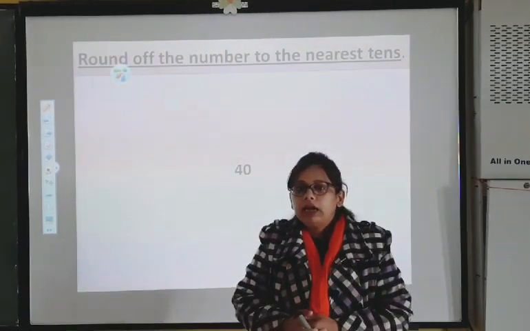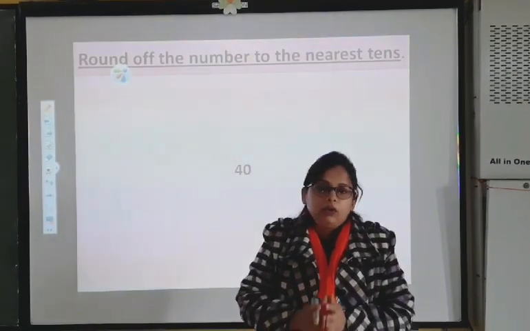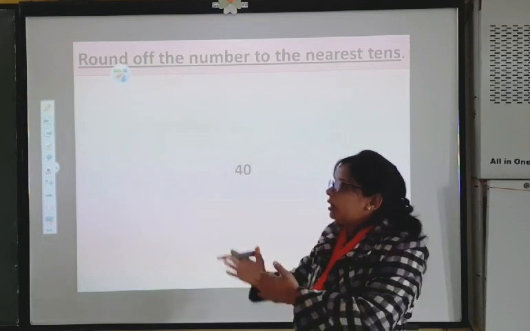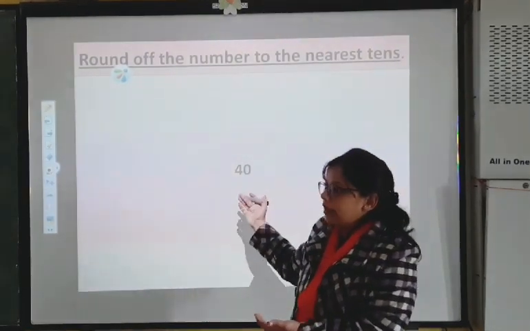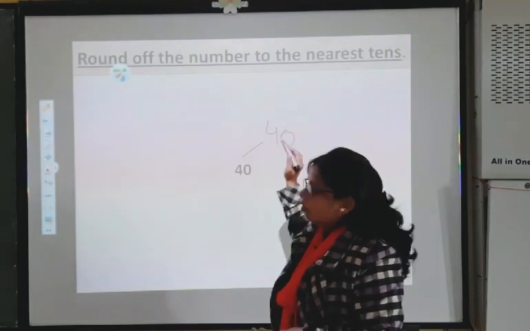But what if the digit on the ones place is 0? Then children, you don't have to do anything because it is already rounded off to the nearest 10. So it will remain the same and the answer will be 40 only.